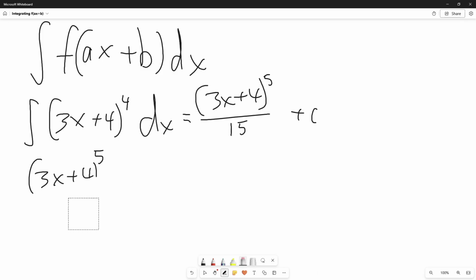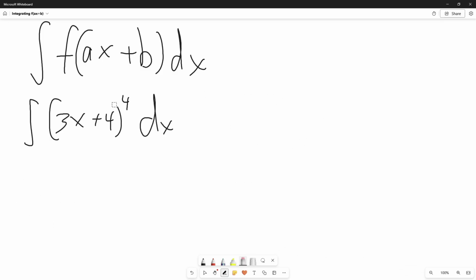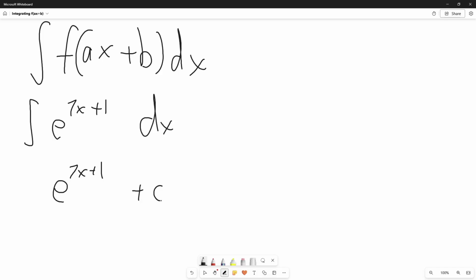And I'll give you another example right now. So instead of power rule, let's do the integral of e to the power of 7x plus 1 dx. And what we can do is integrate this, treating this like your x. So that would just be e to the power of 7x plus 1, and then divide it by a, which is 7, plus c, and that's our answer. So for this, our function is e to the x, and our ax plus b is 7x plus 1. Hopefully that makes sense.